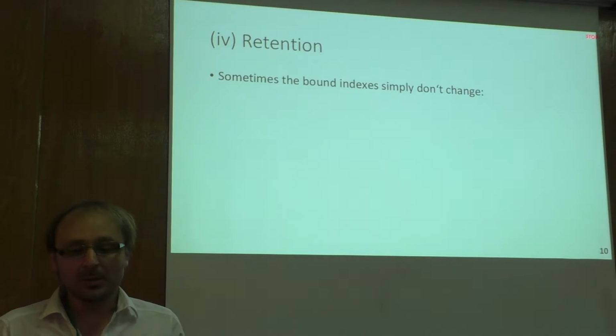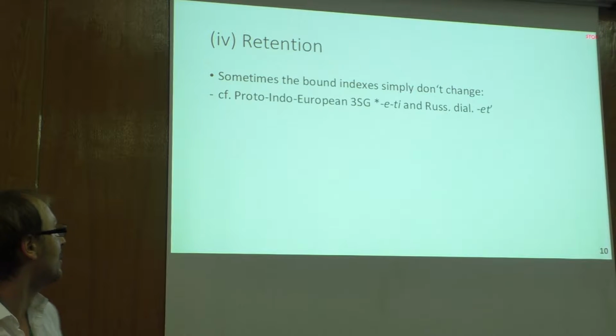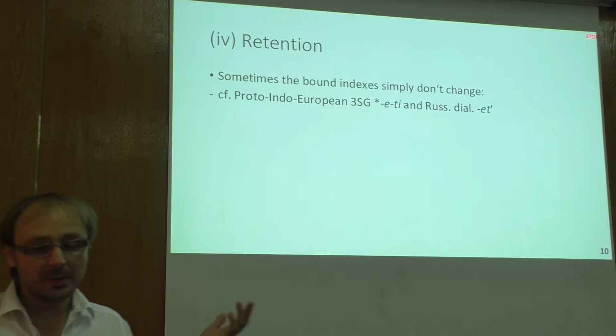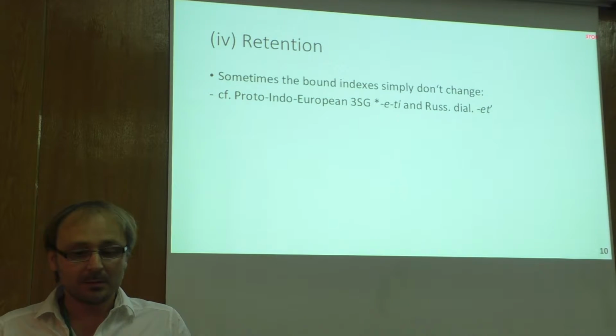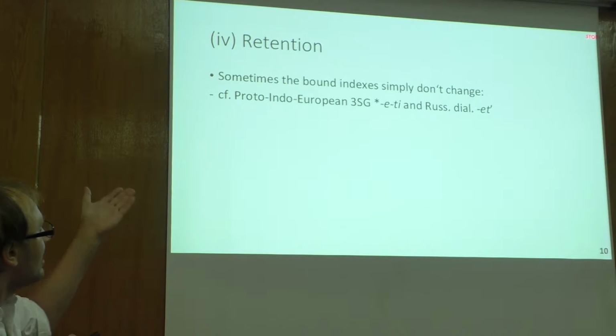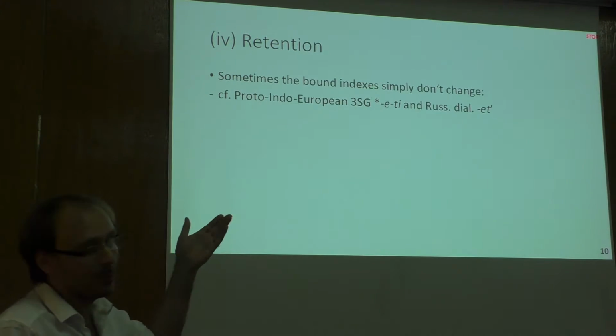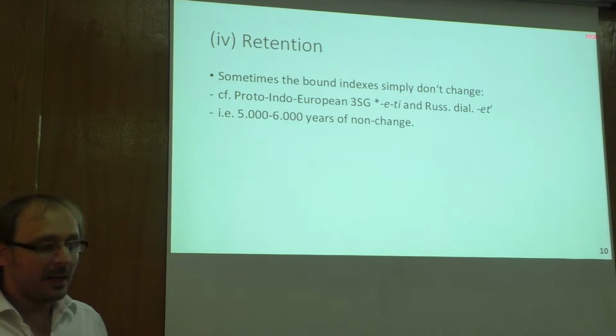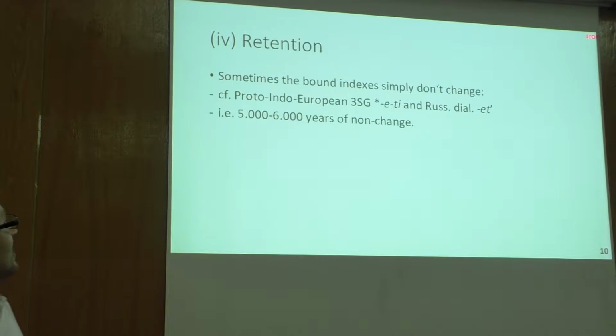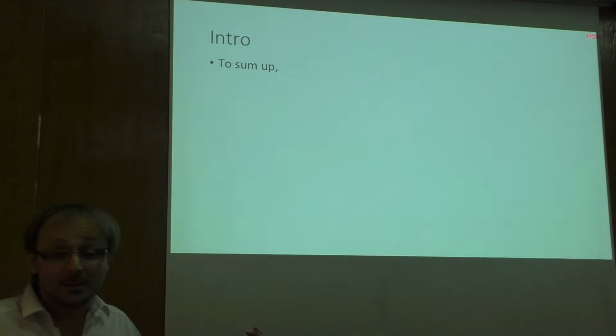We may also find retention, so sometimes the bound indexes simply don't change across time. It's weird, but still, Proto-Indo-European was approximately *-mi, and yet some Russian dialects continue basically this form without any change, across basically 5,000-6,000 years.